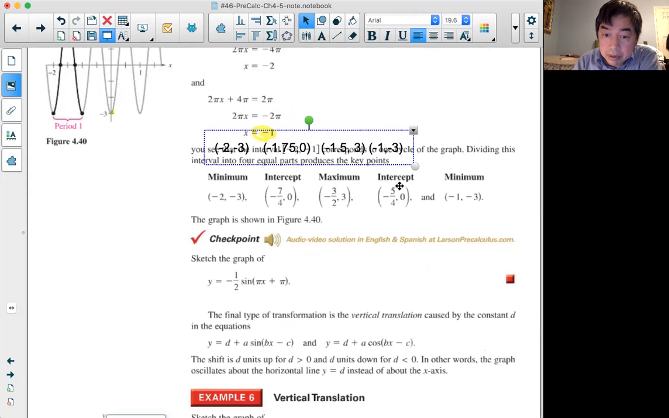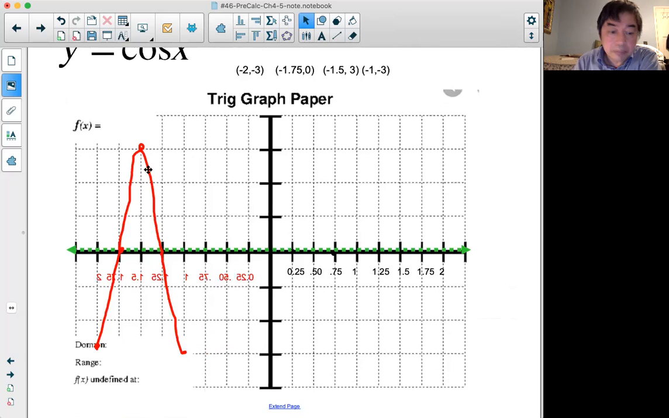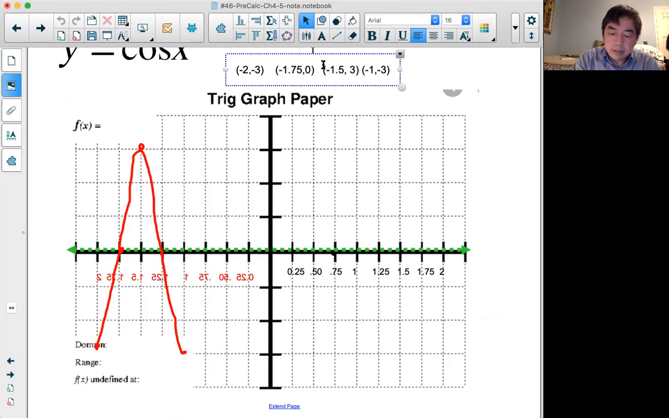Oh, okay. There's an intercept. I skipped one intercept. Sorry. Let me see. Why did I skip? Oh, right here. Negative 1.25 and 0. Okay. Negative 1.25 and 0.